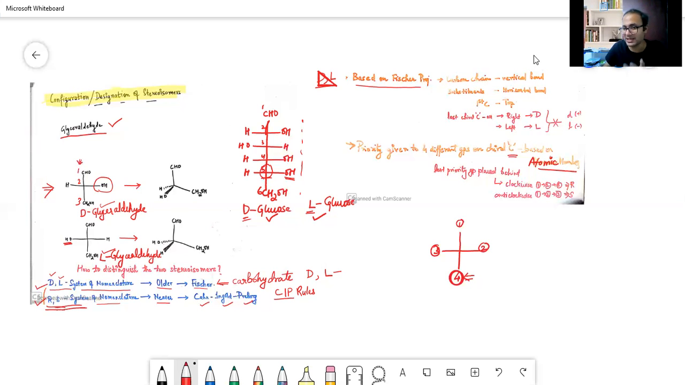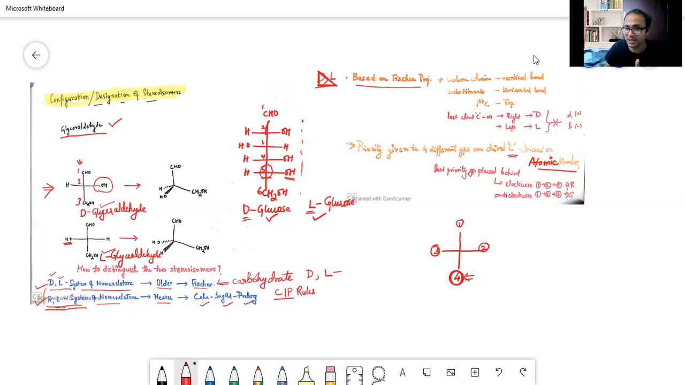As you know, in a Fischer projection formula, the vertical bonds represent bonds that are directed inwards. So that we know. When I try to prioritize the different groups attached to this chiral center, I find that this fourth group is on the bond that is behind.